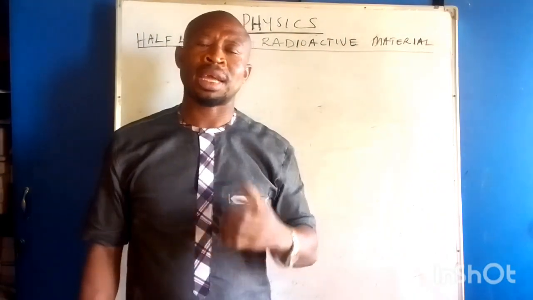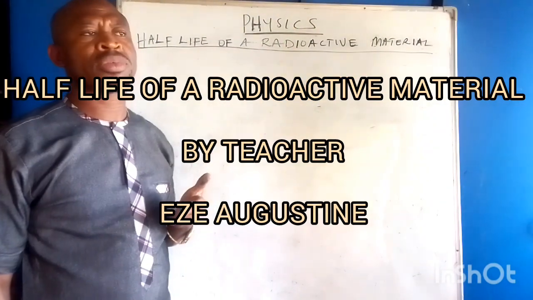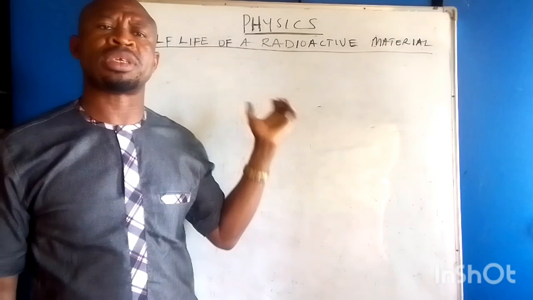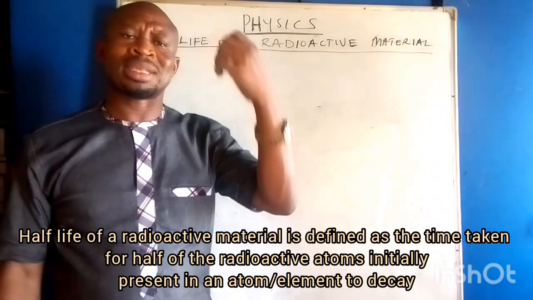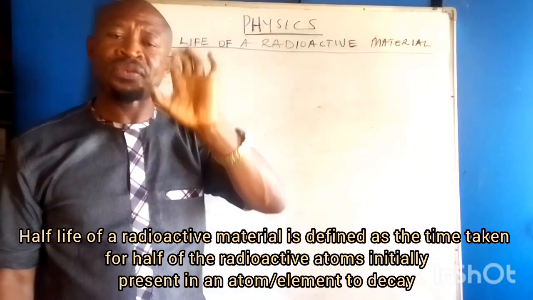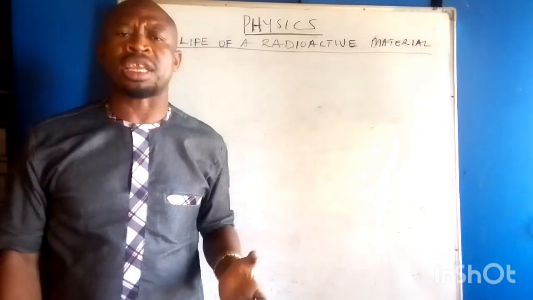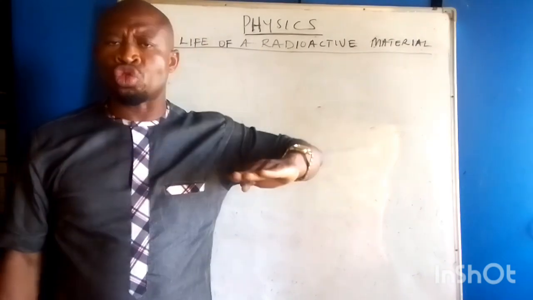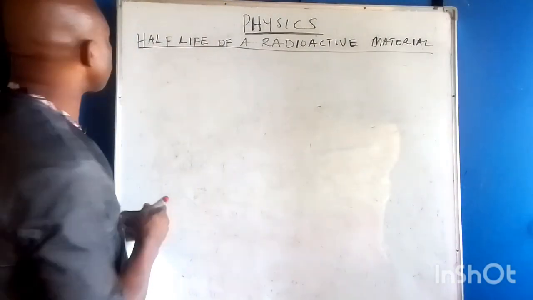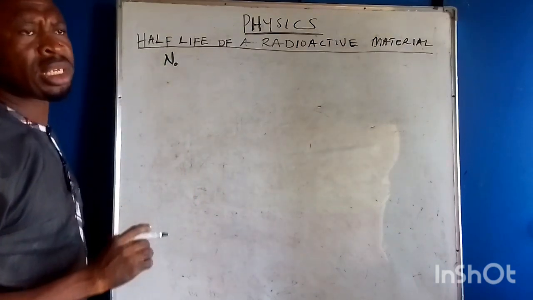Welcome to today's class. I want us to look at the half-life of a radioactive material. We can define the half-life of a radioactive material as the time taken for a radioactive material to decay to half the original number. Or we can say it is the elapsed time taken for a radioactive material to reduce to half the original number.